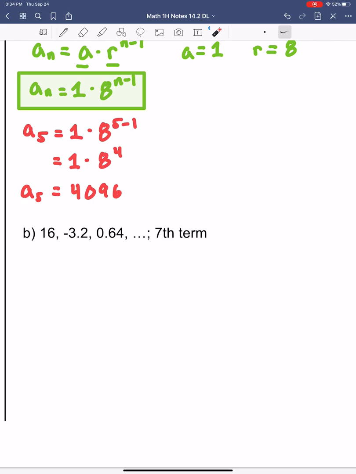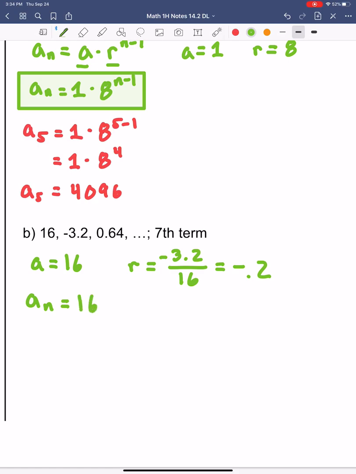And then we'll go to the next one here. So again, we need a and we need r. Well, we can see that a is 16, the first term. r, not quite as obvious, right? So I'm going to do the second term, negative 3.2, divided by the first term. Okay, that'll always give me my r value, right? I don't always need to use it, but in this case it's going to be helpful. And that tells me that r is negative 0.2. And so my formula looks like this. A sub n equals 16 times negative 0.2 to the n minus 1.